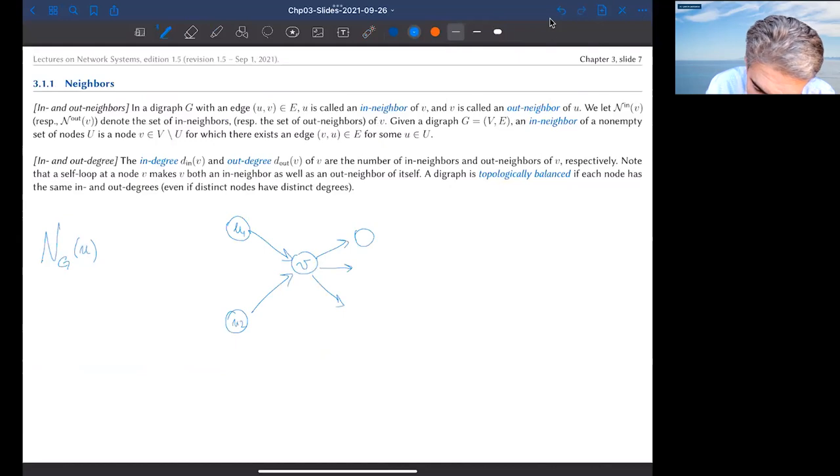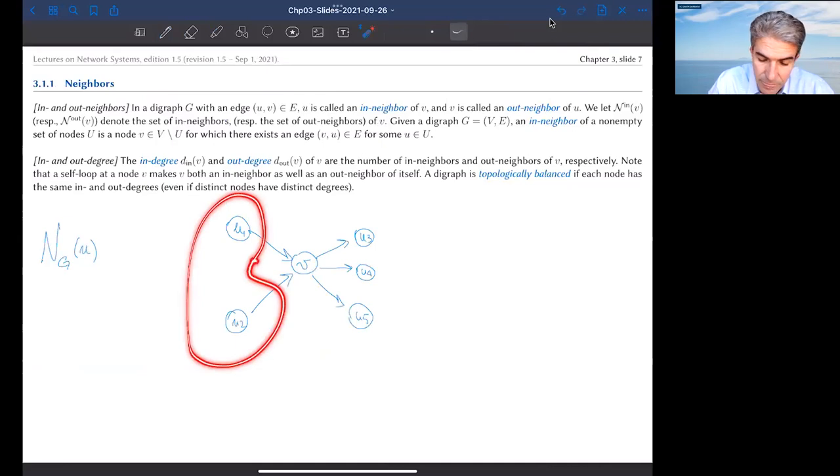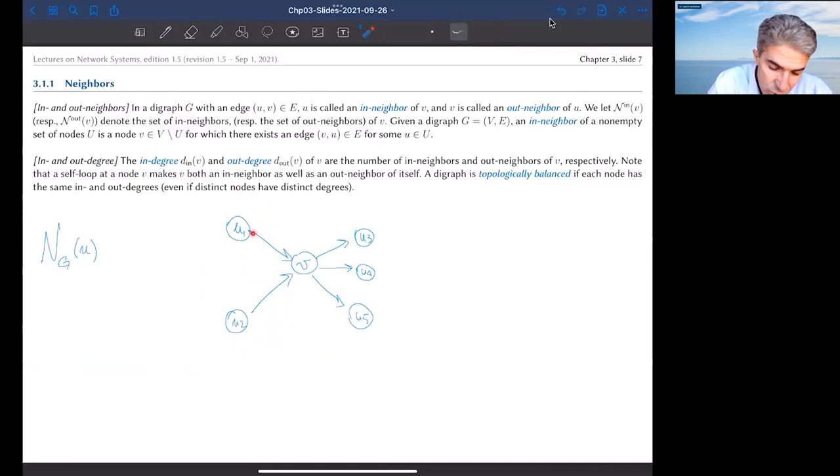U1, u2, u3, u4, and u5. Now, who are your neighbors if you are in a directed graph? Well, you have two types of neighbors. You have neighbors that you're connected with by an edge where you are at the end of the edge, and instead, you have neighbors where the directed edge originates at your location and goes to the other neighbor.